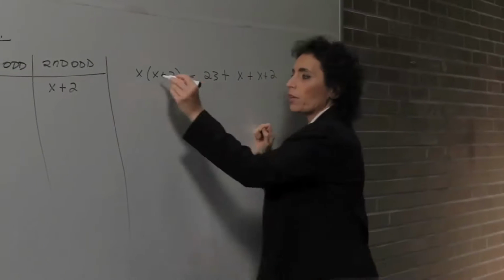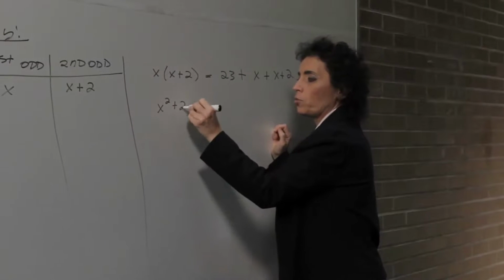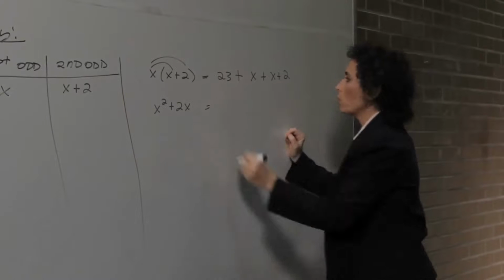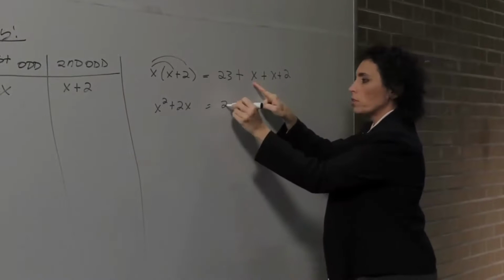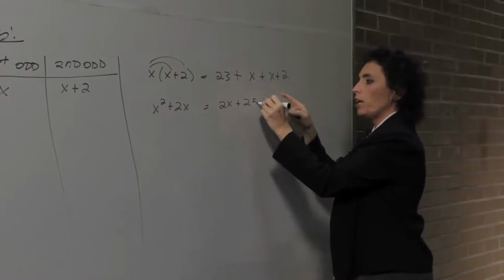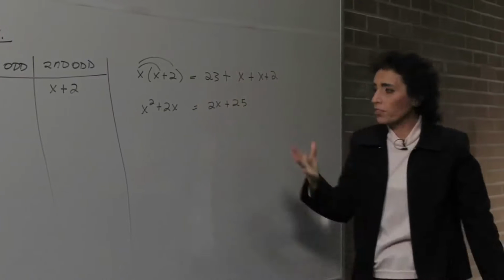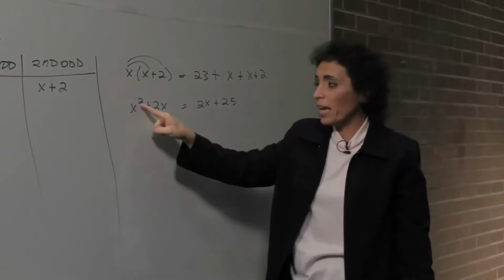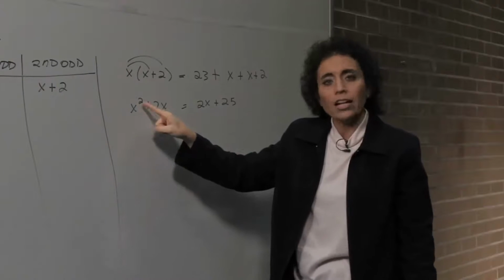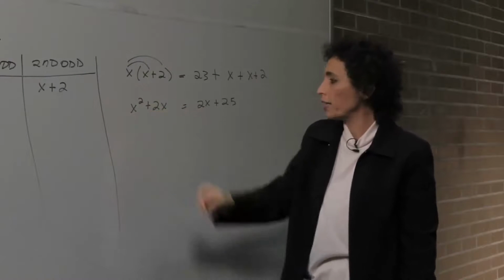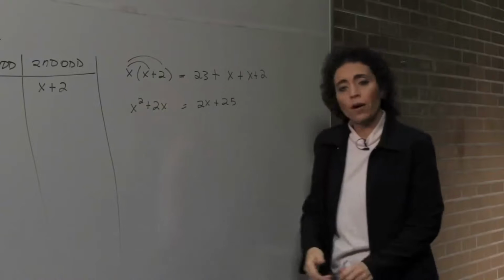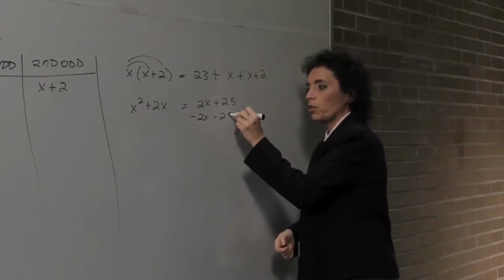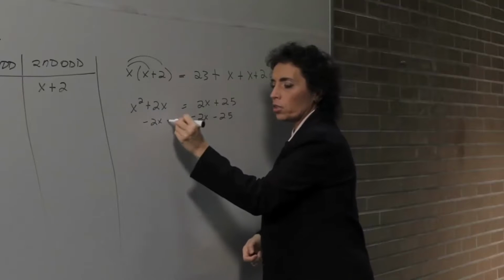Here we go. x squared plus 2x, because we distribute, equals 2x plus 25. Okay, now we have to calm down here. Stop being too excited. And we got to see what we have. Well, we have a nonlinear equation. It's a 2 or higher. It happens to be a quadratic because it's a degree of 2. So now I have to set this equal to 0. So I'm going to subtract 2x, subtract 25.